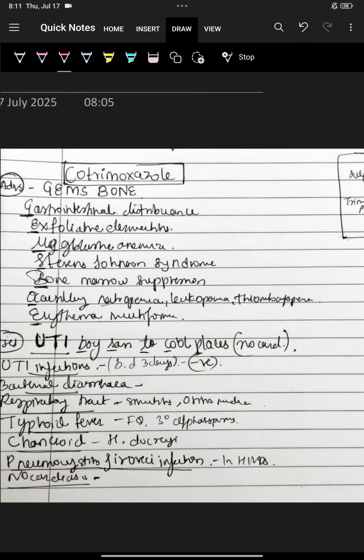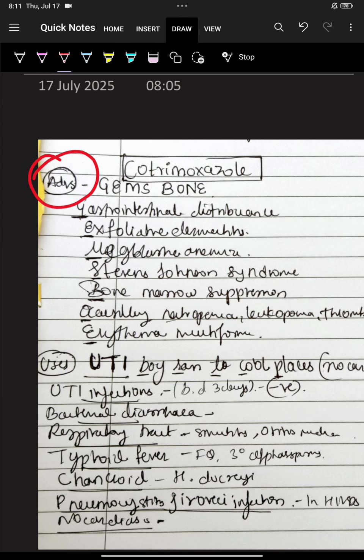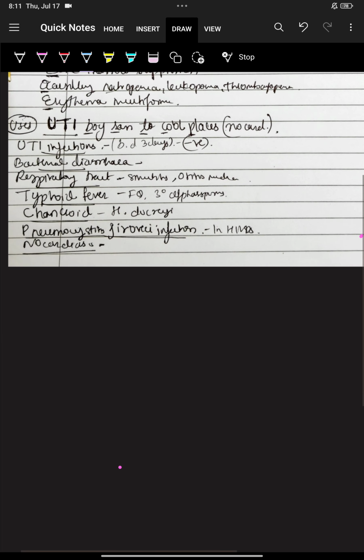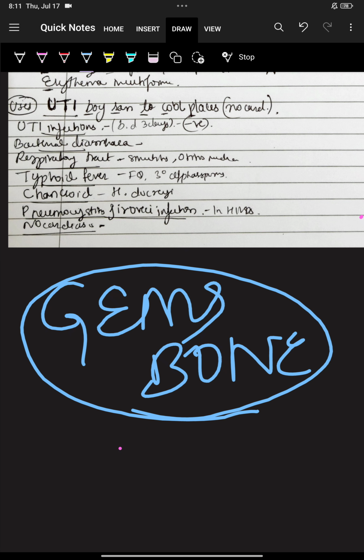Now let's understand the adverse effects. See, these are the main ones. You can't write only nausea and vomiting and end everything there. First we'll see the adverse effects. You have a mnemonic to remember, that is GEMS bone. Cotrimoxazole, GEMS bone. Can you hear the word Cotrimoxazole? It's like some gem name, ruby, Cotrimoxazole.